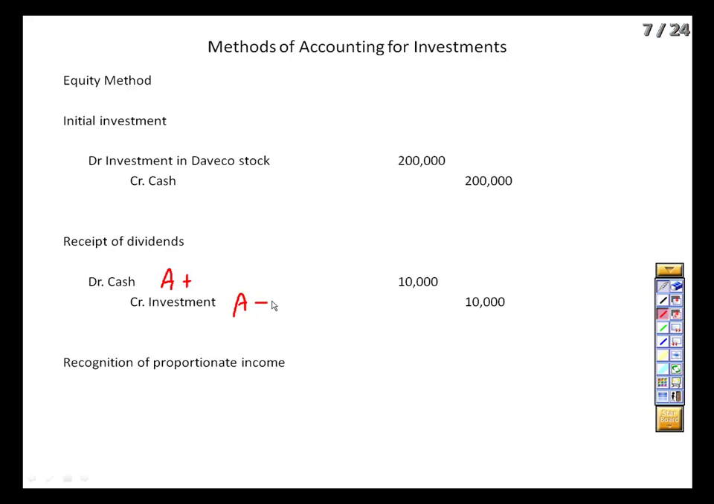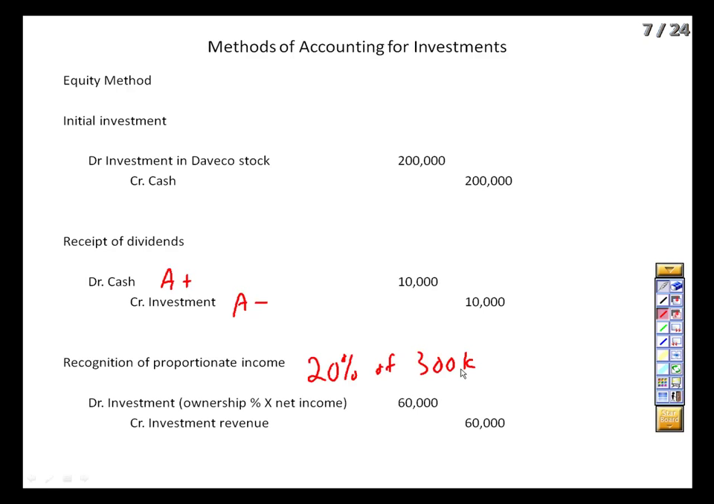The investment income will come as an adjustment at the end of the year, when we recognize our proportionate amount of the investee's net income with a credit to revenue and a debit to investment. In this case, we deserve 20% of their $300,000 net income, so we'll recognize investment revenue of $60,000. What happens if our investment loses money? The journal entry is reversed. We would debit investment loss, and we would credit investment.